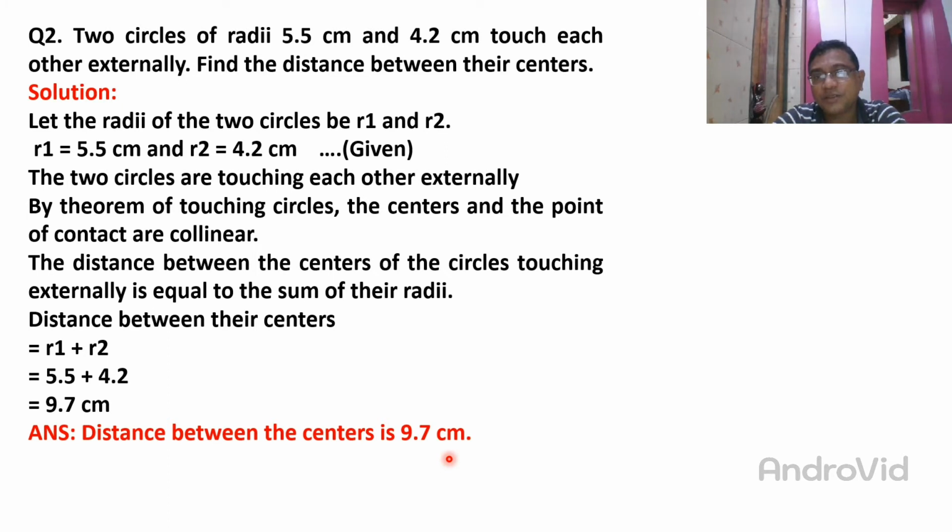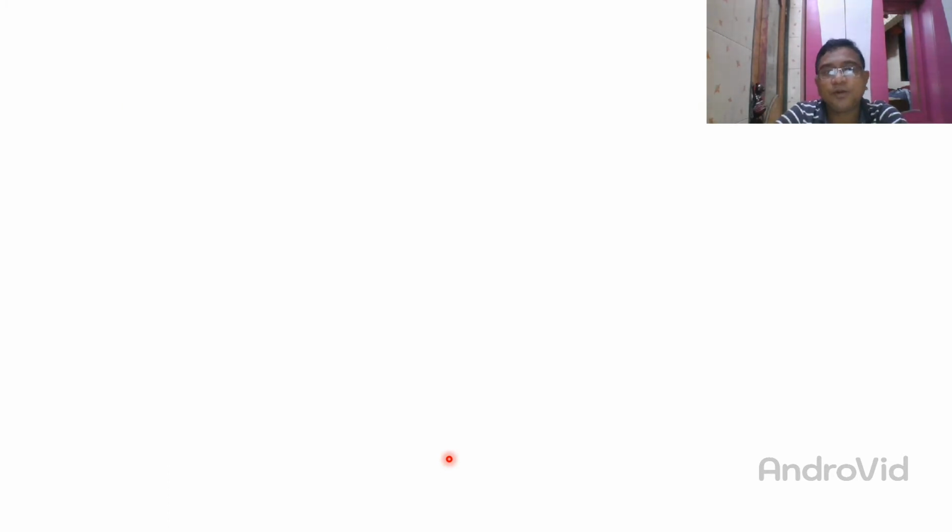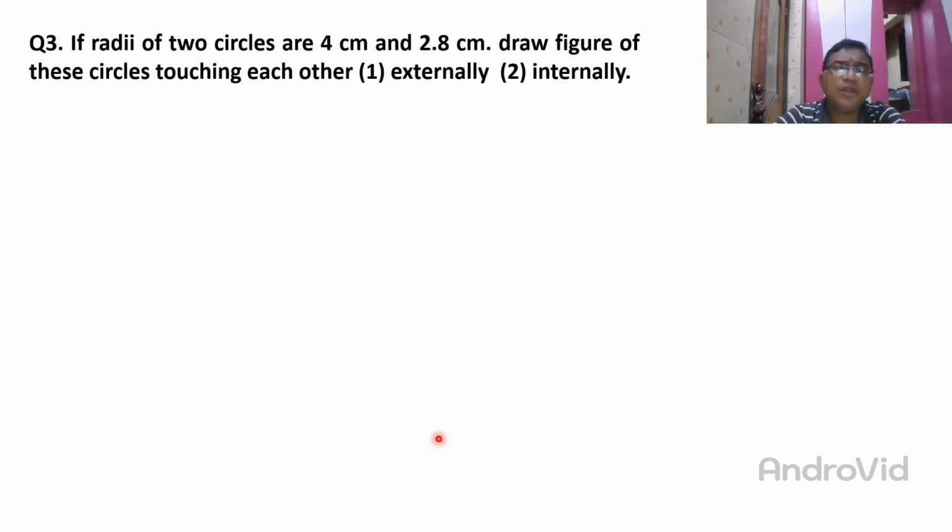Do you understand, my students? Anyone having doubts? If you have a doubt, you can ask me. Then problem number 3. If the radii of two circles are 4 centimeter and 2.8 centimeter, the first circle's radius is 4 centimeter and the second circle's radius is 2.8 centimeter. Draw a figure of these circles touching each other externally and internally.